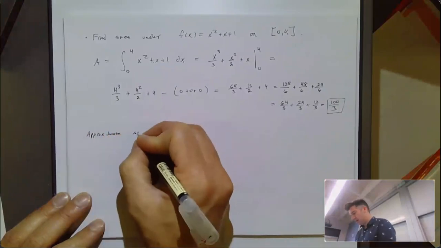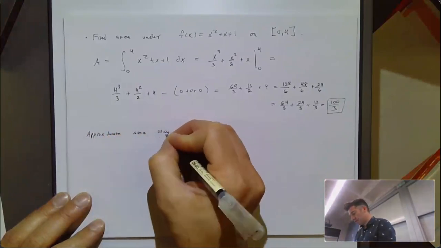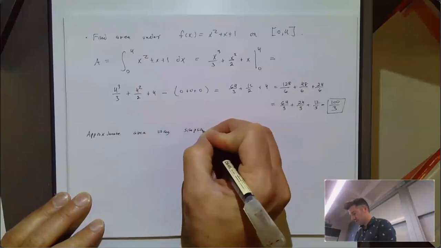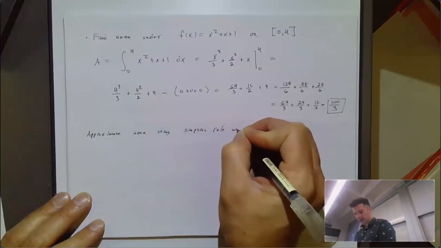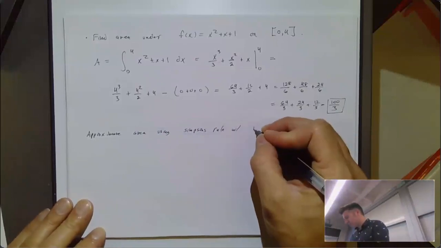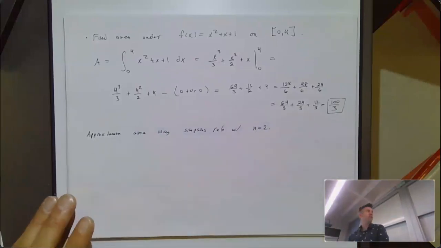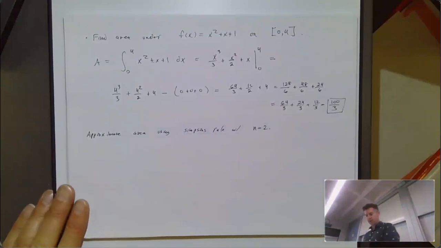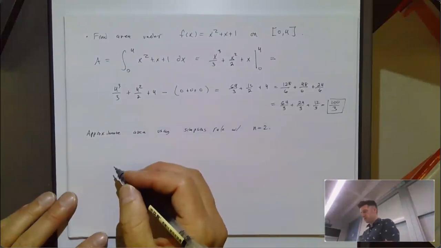the area using Simpson's rule with, let's go n equal to, let's say n equal to 4. Let's go n equal to 2. Let's be real lazy about it. Go n equal to 2. So let's see. So n equal to 2.